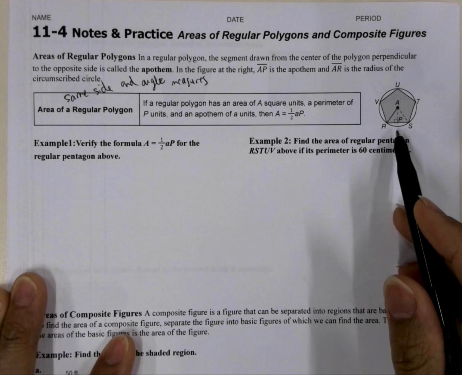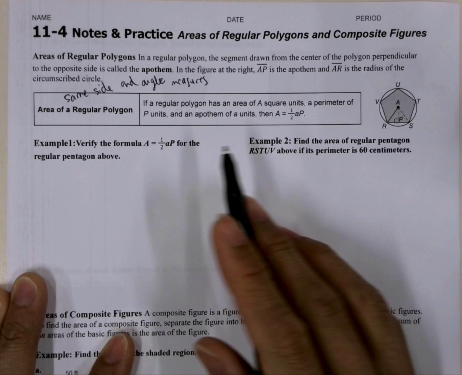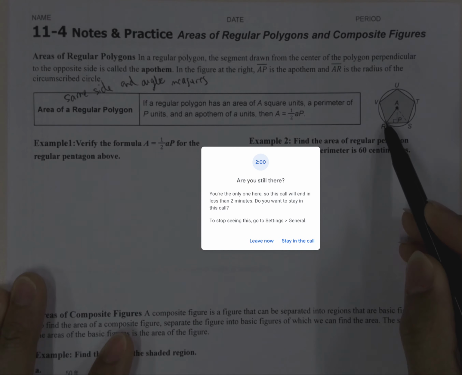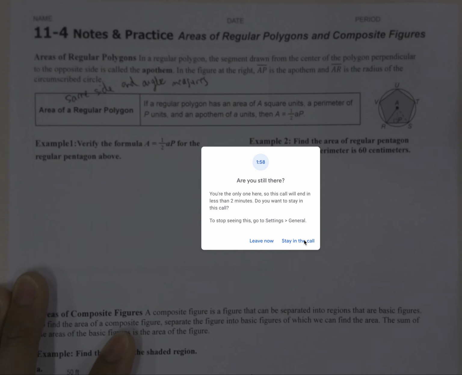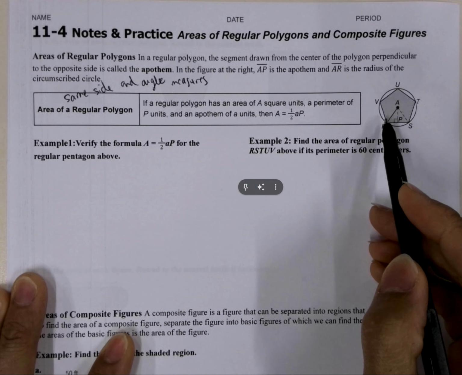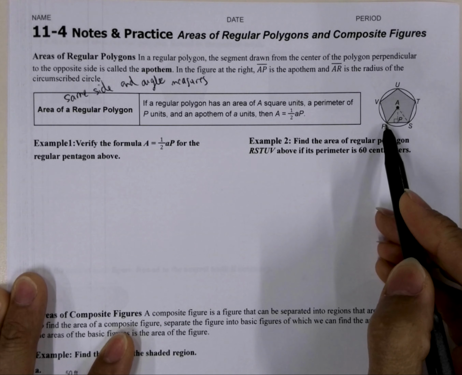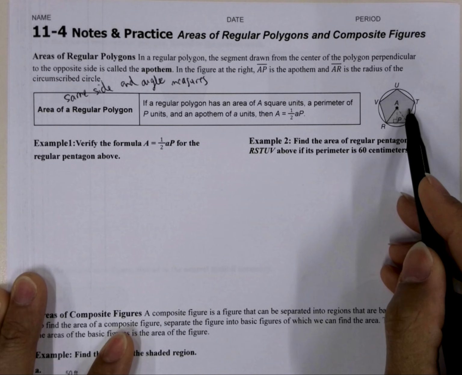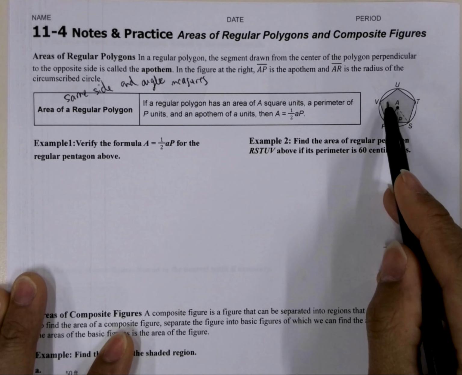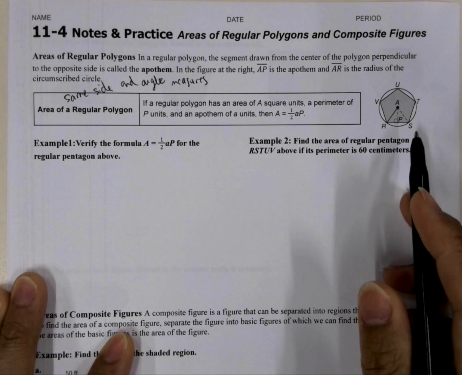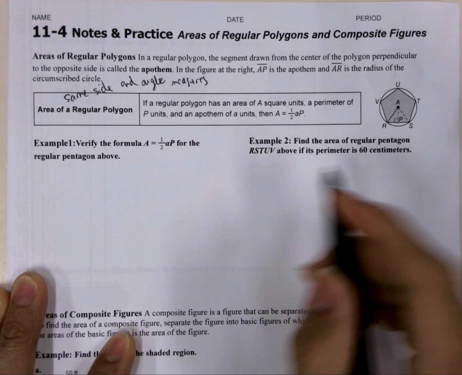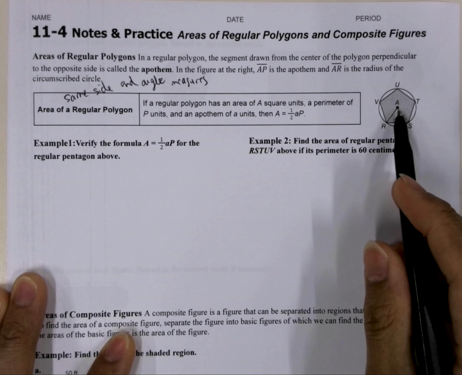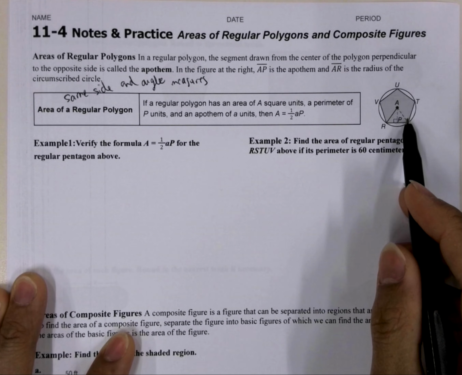Well, one of the ways to show that the formula is valid is we can get the area of the triangle ARP. And if we get the area of triangle ARP, then we can multiply it, because there are 1, 2, 3, 4, 5, 6, 7, 8, 9, 10 such triangles. And so we could just multiply that area by 10. Right? Okay. We don't know the apothem, the length of AP, so we're going to use the variable A.